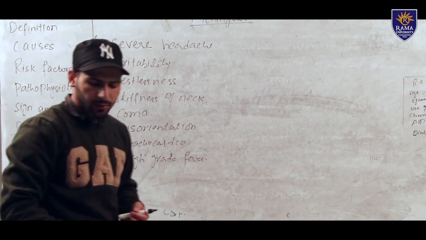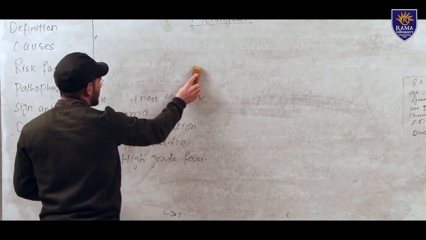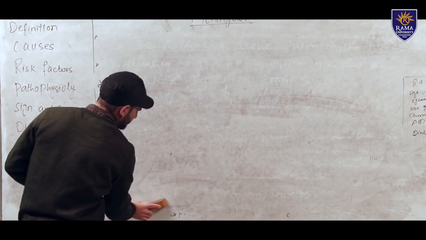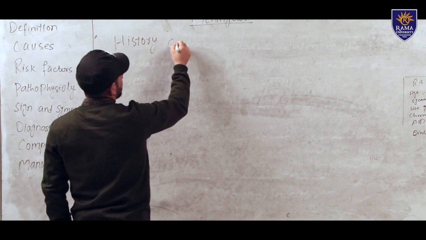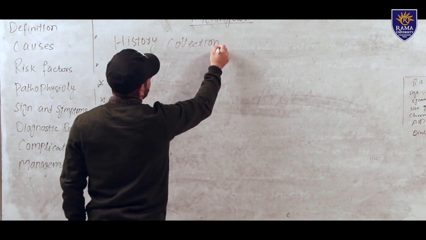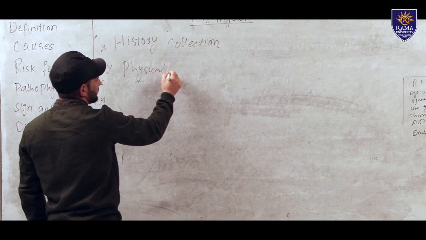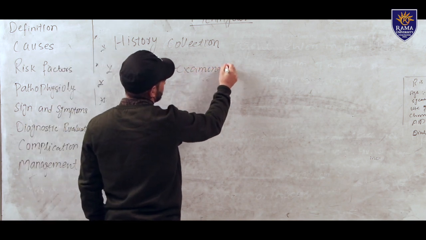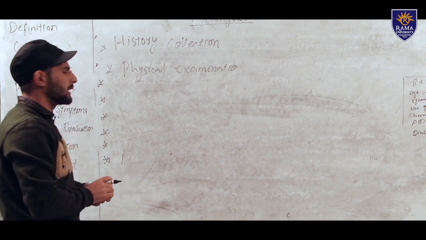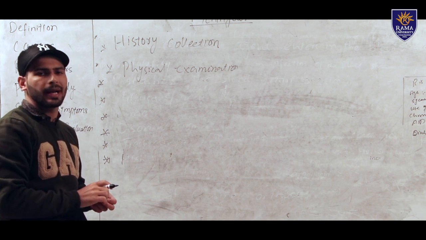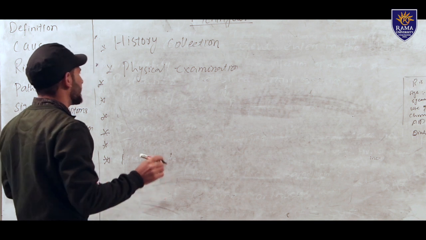So next, diagnostic evaluation, how we diagnose if patients have meningitis or not. So first diagnostic evaluation is the history collection. Next one is the physical examination. So first history collection, we take the history of the patient, previous history also, if patient has previous history of meningitis, and in the physical exam, head to toe physical examination we do in the patients.